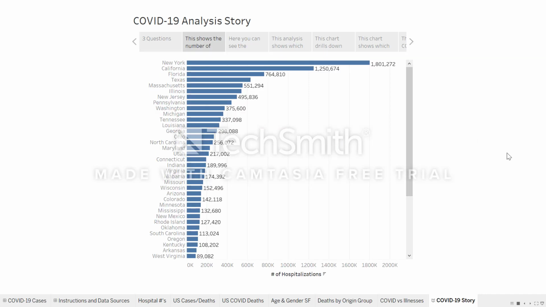To start off my analysis, I created a bar chart that shows the number of people who have been hospitalized during the COVID-19 pandemic in the United States. Each of the 50 states are broken out, and their total number of people hospitalized in each state is labeled out to the side here. As you can see, New York, California, and Florida are the top 3 states that have the highest number of hospitalizations throughout the COVID-19 pandemic.